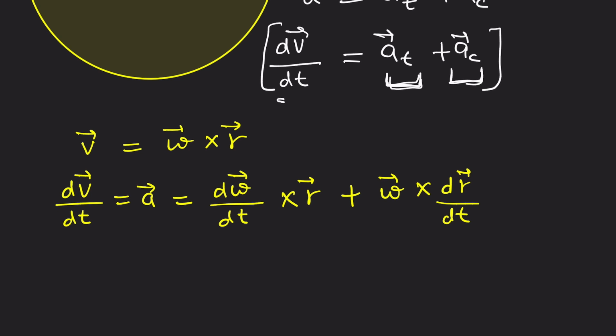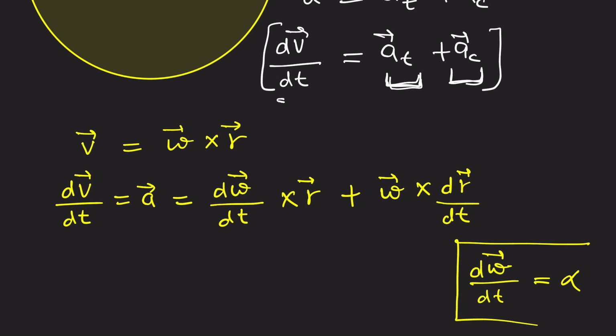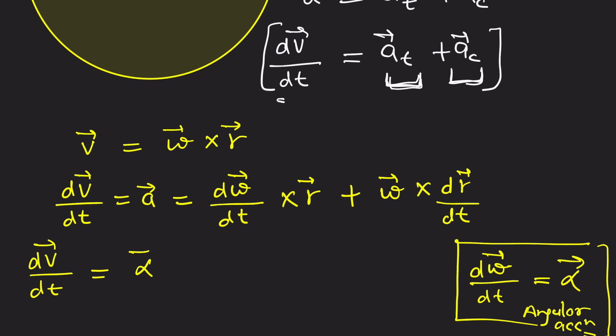So let me put this in a box here, so that you will remember this. d omega by dt I am going to represent with alpha, which is the rate of change of angular velocity, known as angular acceleration. So we will call this angular acceleration. This is a new parameter that we are introducing here, which is very similar to the normal acceleration. So what I can write now, dv by dt is equal to alpha cross r plus omega, and dr by dt is v.